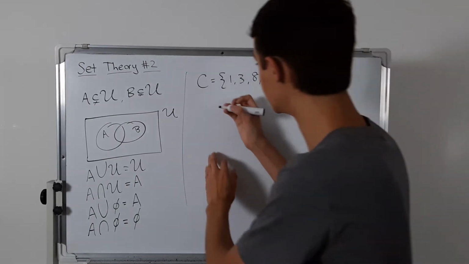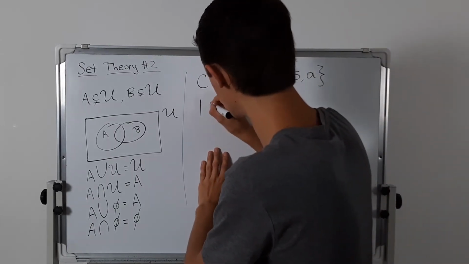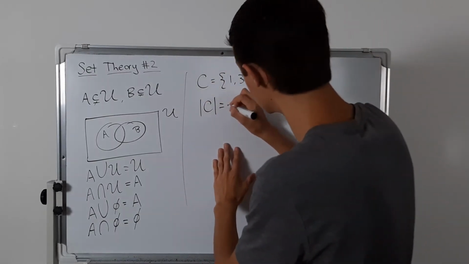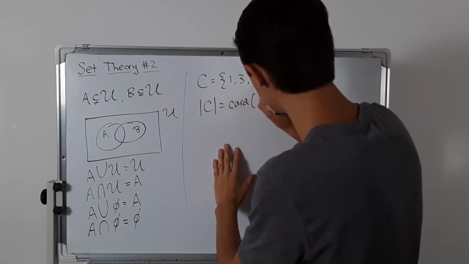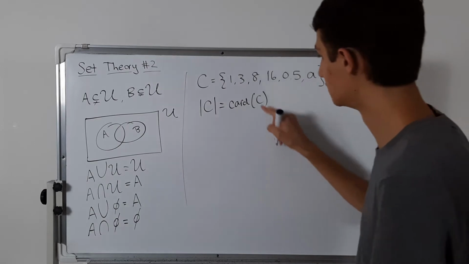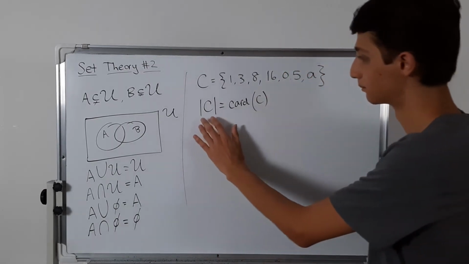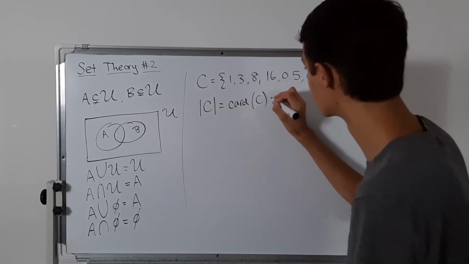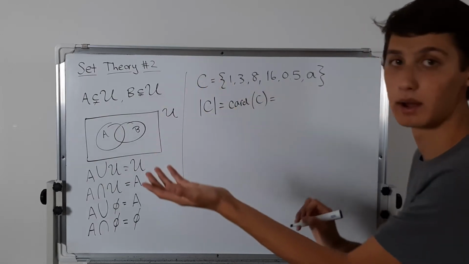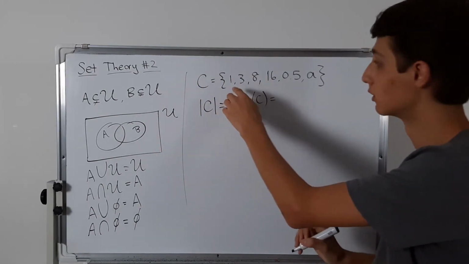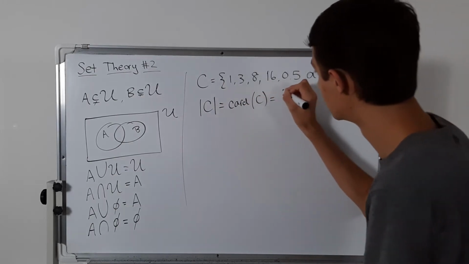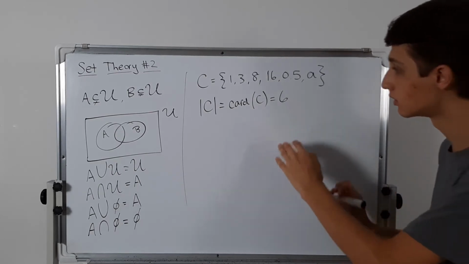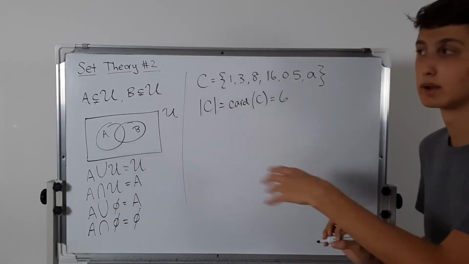If I take the cardinality, I'm going to denote the cardinality with absolute value bars. Sometimes it's also written as card of C or something like that. There are other notations, but I'm just going to keep the absolute value bars. So the size of this is going to be how many elements there are. It doesn't matter what they are, it's just how many. So if we take 1, 2, 3, 4, 5, 6, that means C has 6 elements. Pretty straightforward, but this is only for finite sets. What if you had something about infinite sets?